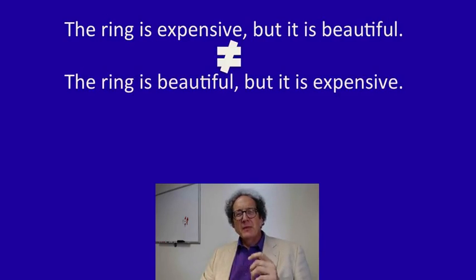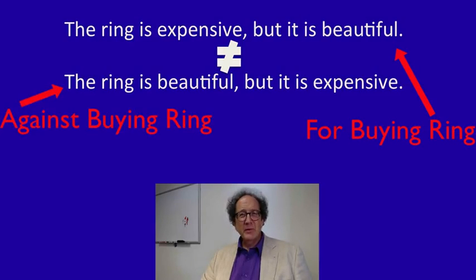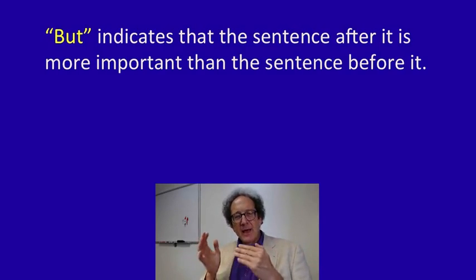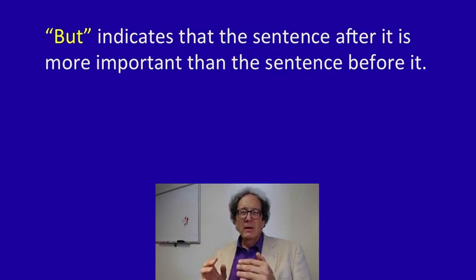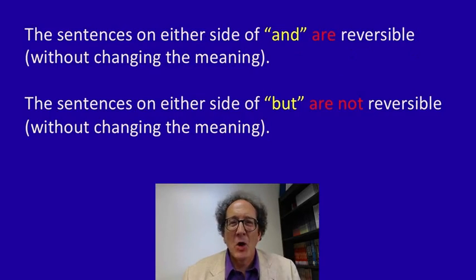Think about it. If you were trying to argue for buying the ring, which would you say? Well, I would say it's expensive, but it's beautiful. And if I'm trying to argue against buying the ring, I would say it's beautiful, but it's expensive. Because the word but indicates that the sentence after it is in some way more important than the other clause. You're discounting the other objection and citing after the but clause the reason for the belief or action that you favor. Thus, and but are very different. The sentences on either side of and are reversible, and the sentences on either side of but are not reversible.